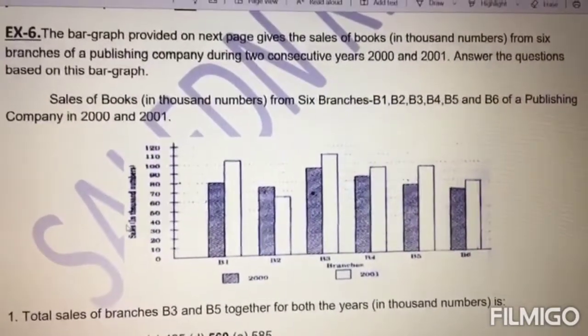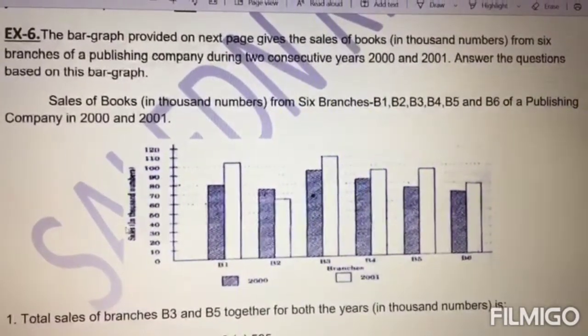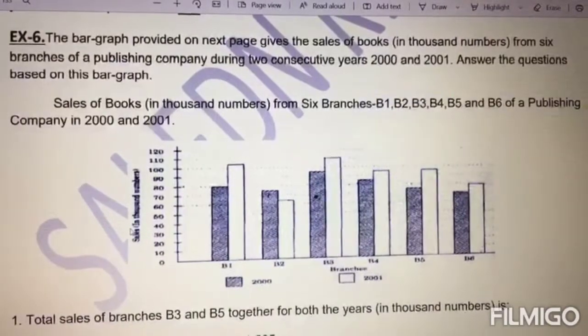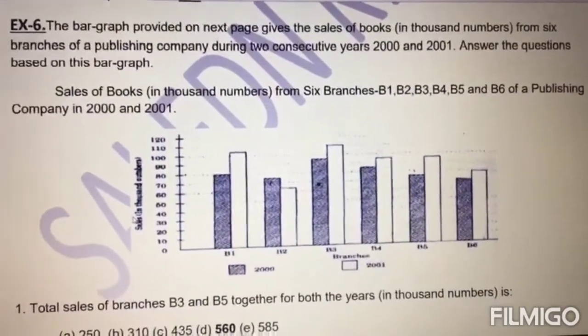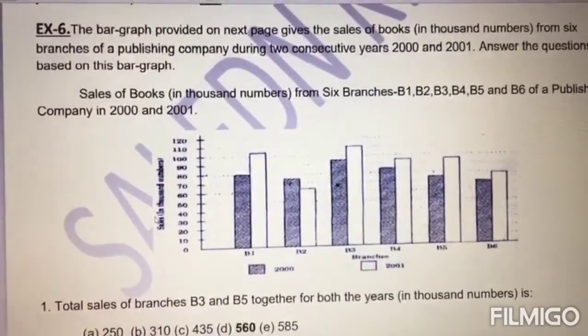So we're going to continue our lecture today on data interpretation. I hope you have been practicing, but let's start. So we're starting with question number 6.